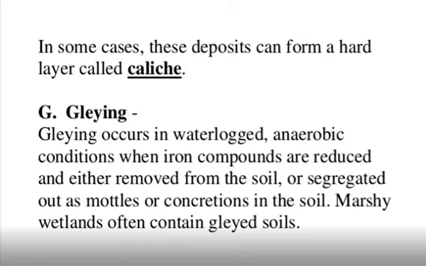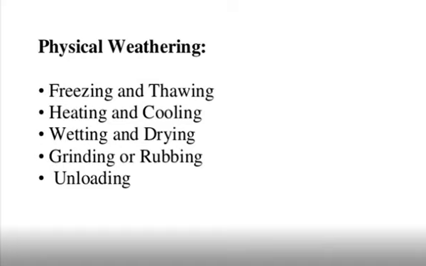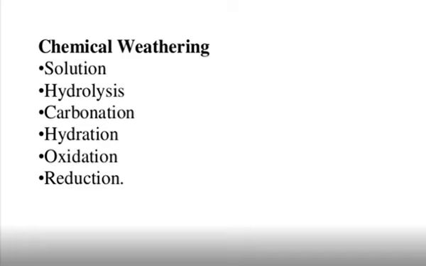Then weathering processes. Formation of soil is by weathering. There are two main categories of weathering, both having different effects: physical weathering and chemical weathering. Physical weathering includes freezing and thawing, heating and cooling, wetting and drying, grinding and rubbing, and unloading. Then chemical weathering includes solution, hydrolysis, carbonation, hydration, oxidation, and reduction. These are the processes of chemical weathering, which disintegrate or decompose rocks into minerals or unconsolidated parent material.